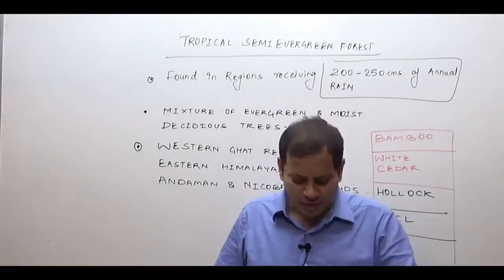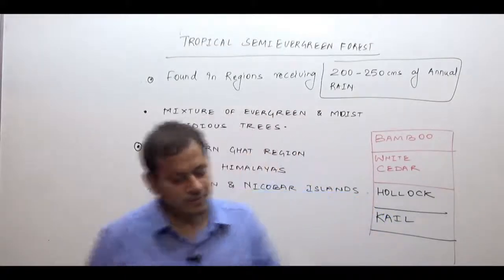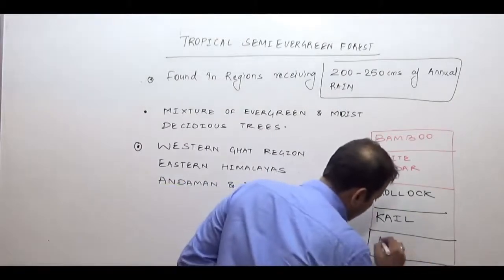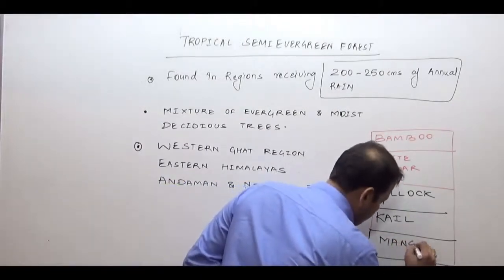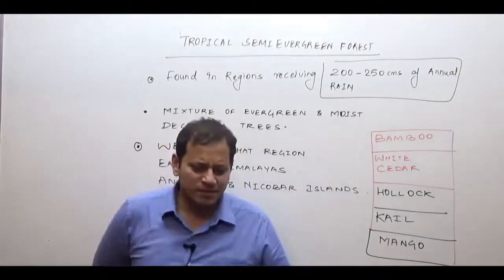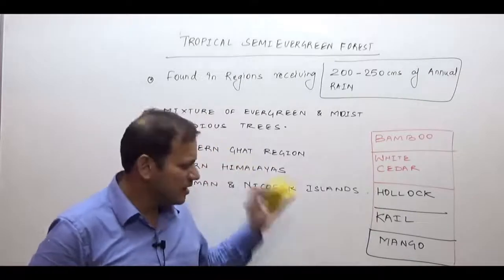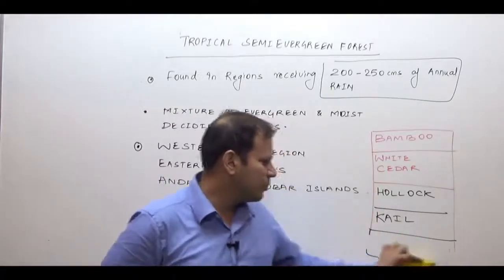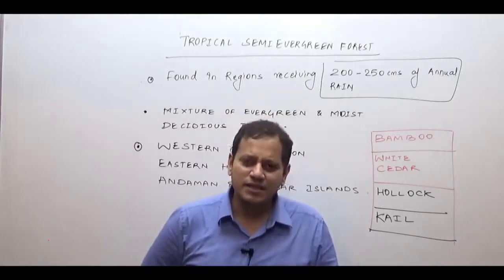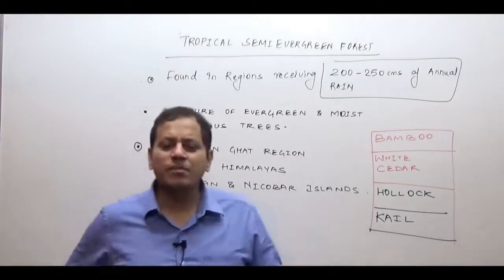Remember, one important species which is found in this region is mango. Mango is also found in this region. Now, mango is found in this region, but mango is found everywhere. So I do not generally like to remember mango because mango is found even in the deciduous forest region. So a question especially on mango won't come.